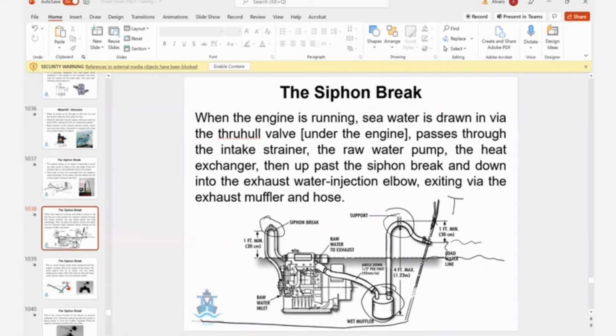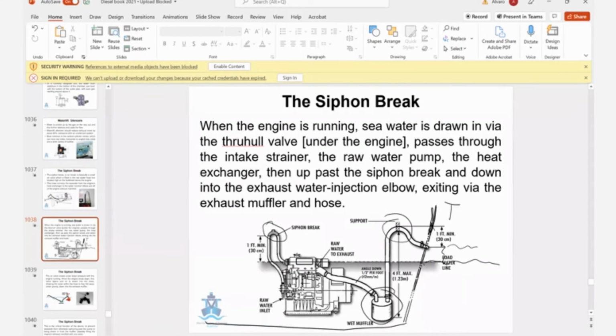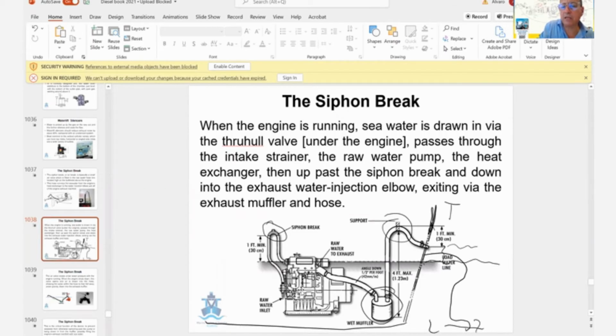And what about inboard-outboard? Would an inboard-outboard have a muffler? The inboard-outboard is basically like an outboard because the drive unit is located outside, with the propeller here. The raw water is taken from outside. This is a special consideration. In summer, we are going to talk about those units, outboards and inboard-outboards.